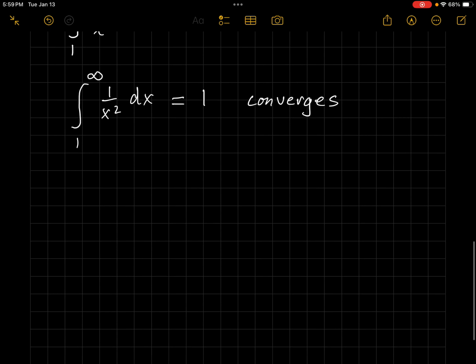In the next part, we're going to look at integrals of the form 1 to infinity of 1 over x to the p, where p is a constant, to determine when this integral will converge and when it will diverge.